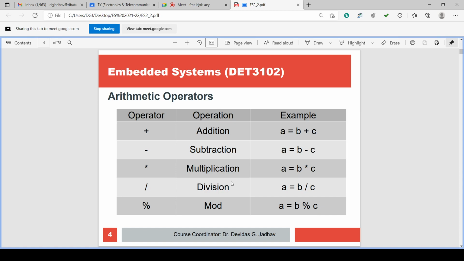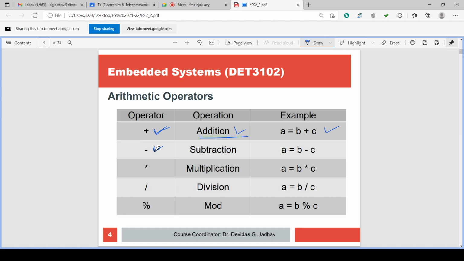The operator is the plus symbol. It is for addition operation. An example: A equal to B plus C, where A is a variable, B is a variable, C is a variable, or B and C may be constants, but A must be a variable because A has to be assigned the value. All of A, B, C should be of the same data type. So this is the operator, plus, for addition.